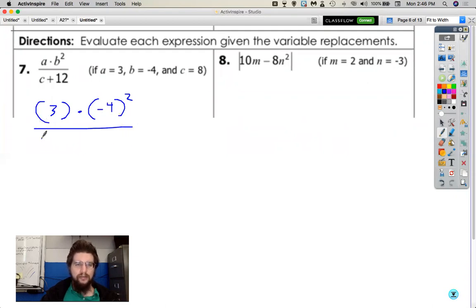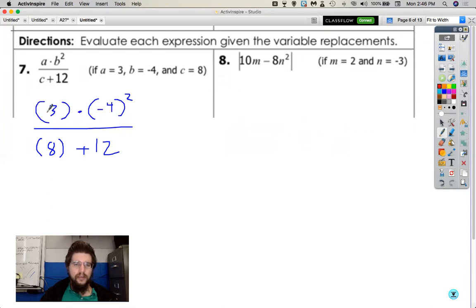And C is 8. Parentheses are absolutely useless here, but do it anyway. That way you can see what needs to be done. And if they don't need to be there, get rid of them. I have 3 grouped by itself with nothing to do to it. Drop the parentheses, that's it.